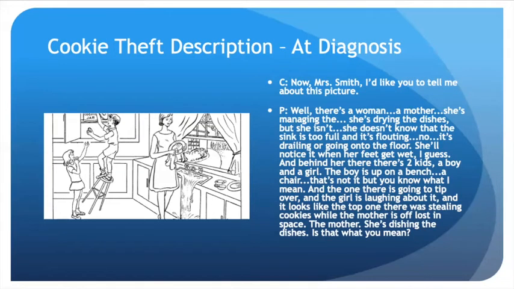She'll notice it when her feet get wet, I guess. And behind her there's two kids, a boy and a girl. The boy is up on a bench, a chair. That's not it, but you know what I mean. And the one there is going to tip over, and the girl is laughing about it. And it looks like the top one there was stealing cookies while the mother is off lost in space. The mother. She's dishing the dishes. Is that what you mean?